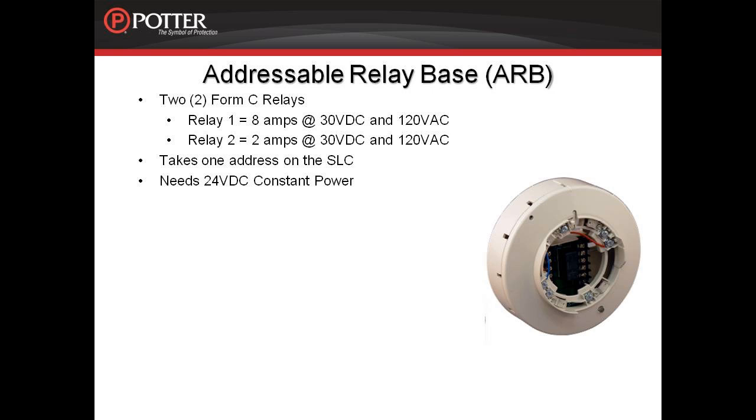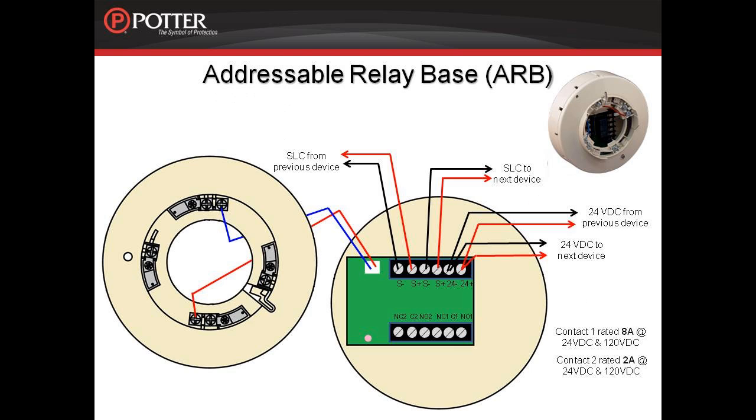The ARB does occupy one address on the SLC, and again this address is independent of the address assigned to the detector head that is installed in this base. The address should be assigned prior to installing the base on the SLC. The ARB is a 4-wire device similar to the ASB. The device requires 24 volts DC to operate the relays. Therefore, 2 wires from an appropriate power supply and 2 wires from the SLC will be connected to this device. Again, the blue and red connecting wires, as shown on the drawing, are provided with the device.